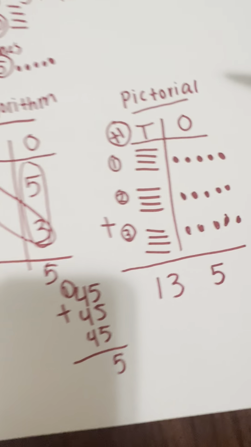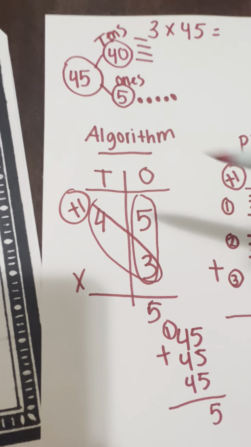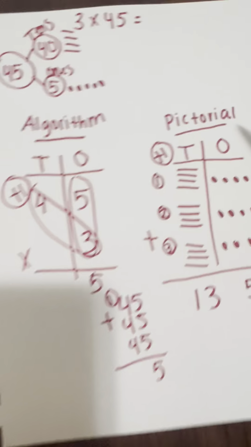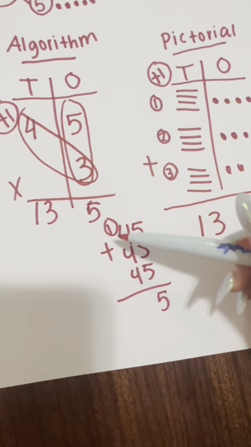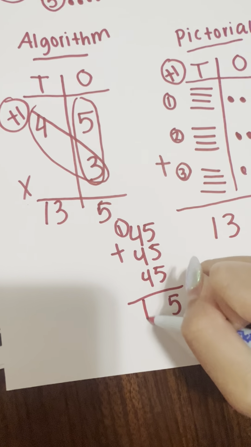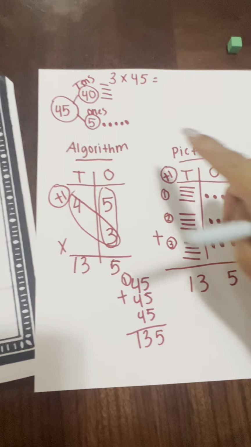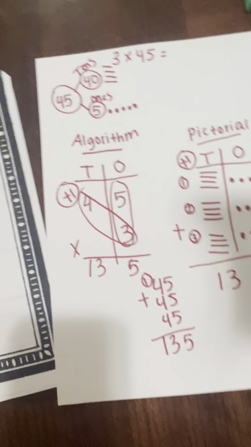So what is 4 times 3? Well, it's 4, 8, 12. And then plus 1 is 13. Same over here: 4 plus 4 plus 4 is 12, plus 1 is 13. So the product of 3 and 45 should give us 135.